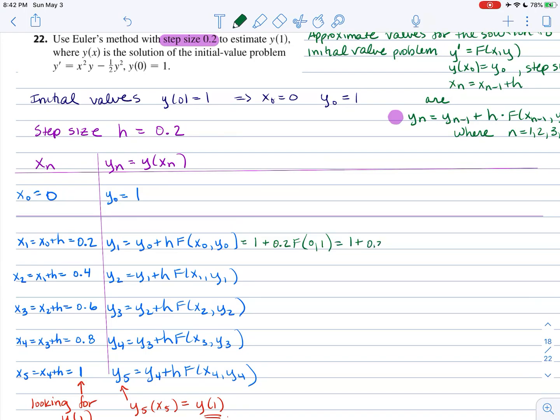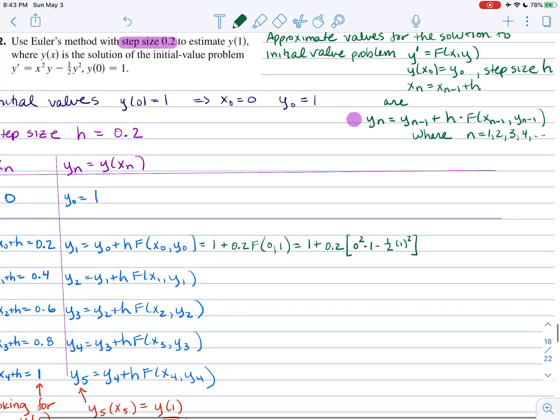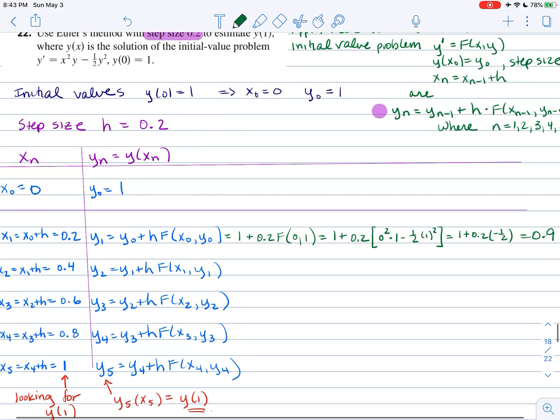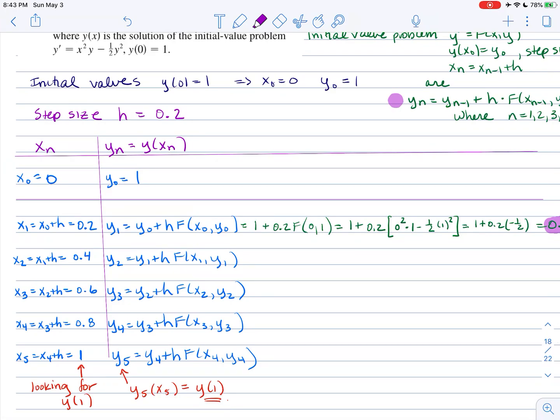So this is going to equal 1 plus 0.2, and now I'm going to be using the formula for our slope. So this is going to be 0 squared times y, which is 1, minus 1/2 times y squared, and y squared was 1 squared. And I get that this is going to be equal to 1 plus 0.2 times minus 1/2. And what value do I get there? I get 0.9. Good. So I'm going to take that 0.9 because that is going to be my y1.